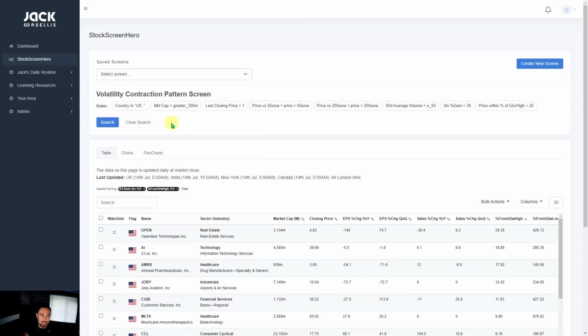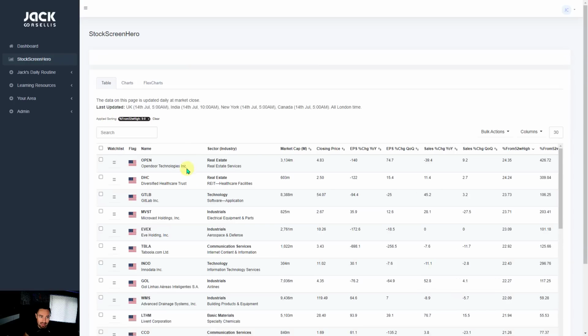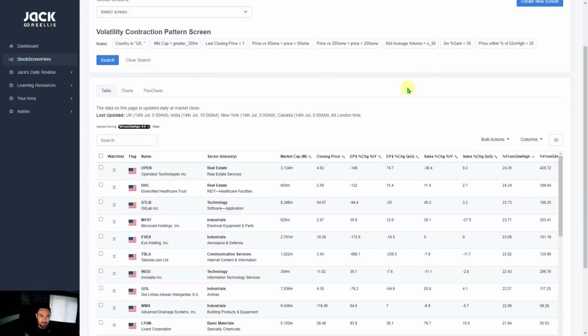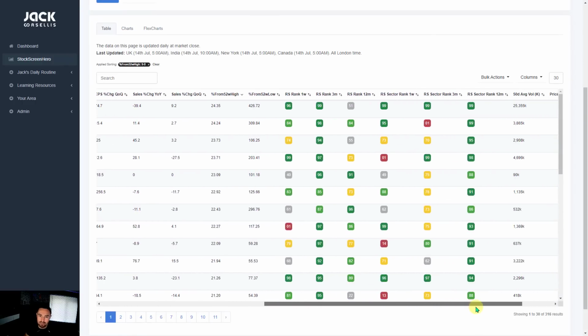Okay, so here we go. I've clicked search on that, and now what I'm going to do is filter it. I'm going to come to the table here, and we have different relative strength rankings.